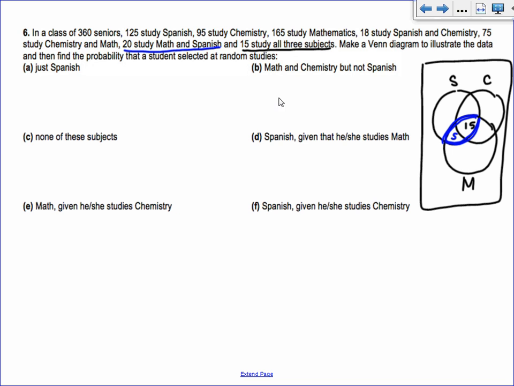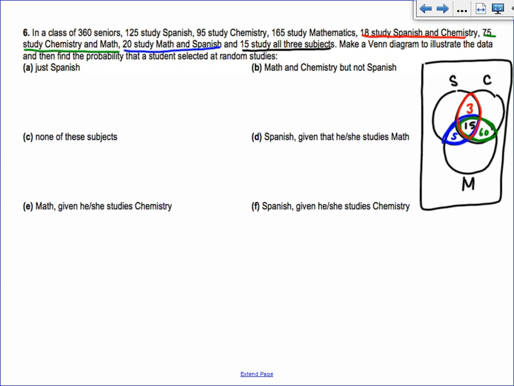And the next one, 75 study chemistry and math. So I look at where chemistry and math overlap. It's right here, another little football shape. I already have 15 that study all 3. So if I want a total of 75 studying chemistry and math, how many do I need in that other portion? I need 60, right? So there's 60 in there. And the next one says 18 study Spanish and chemistry. So Spanish and chemistry overlap right here. I want a total of 18. I already have 15 there. What do I need? 3. So I continue to work my way out.